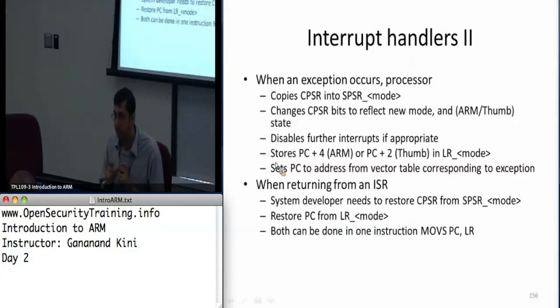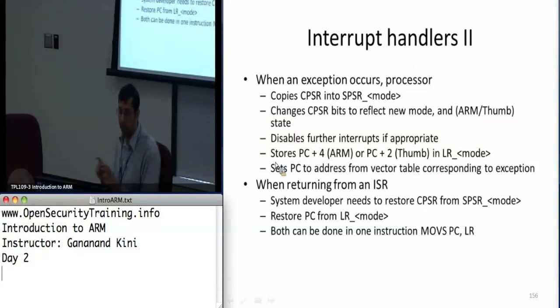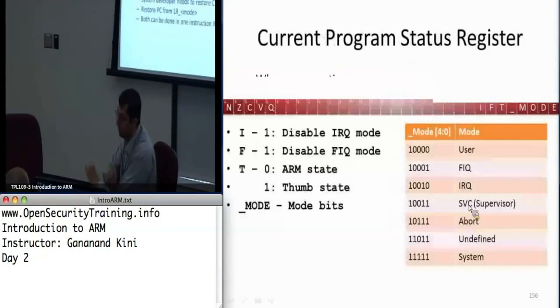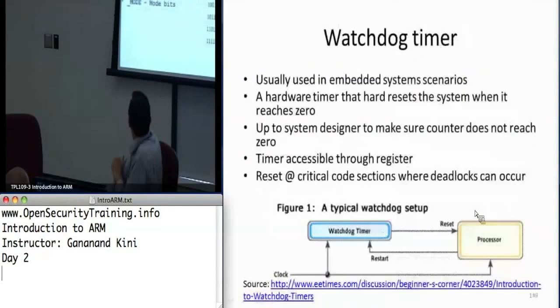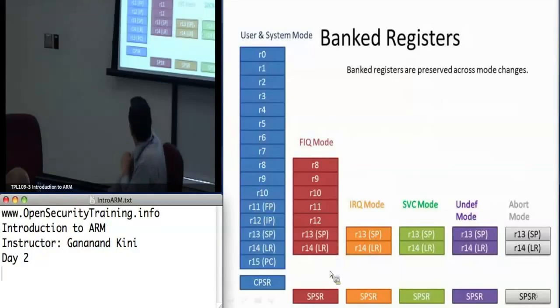Pretty clear. So the only thing that's saved from the old mode is the PC into the link register of the new mode. If you remember, the stack pointer and the link register are banked for each mode, which means they have their own stack pointer and link register. So the PC of the old mode gets saved into, actually, go back here. Yeah, so if you remember, each mode has a stack pointer, a link register and an SPSR.